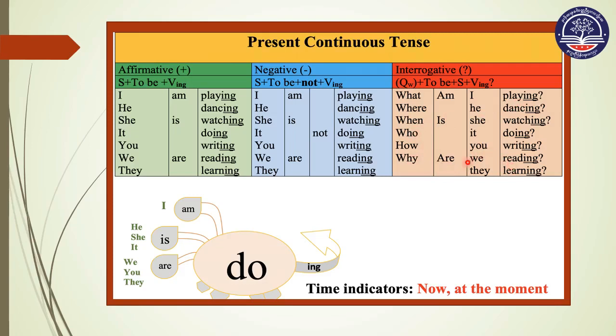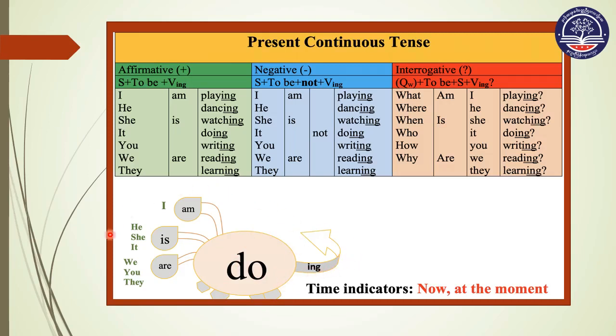Okay, so you can make any kind of question that you want depending on your question. Now, an easy diagram is down here, all right? It's like a three-headed monster. So over here, you've got the subject, I, he, she, it. They use is, and we, you, and they use are. So I am, and then over here, you have the verb, and then the tail, ing.